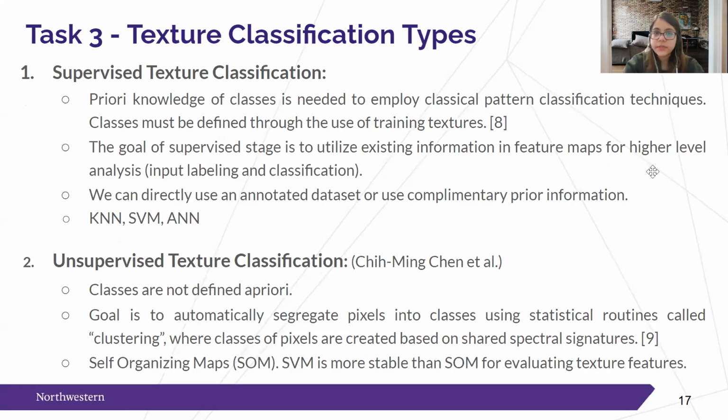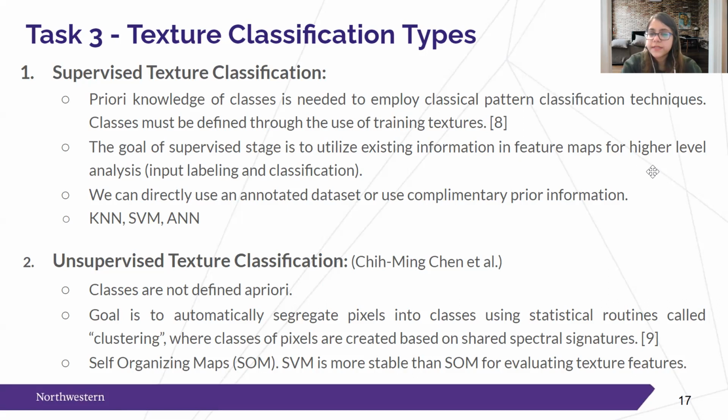Now, talking about the texture classification types, we have supervised texture classification and unsupervised texture classification. In supervised texture classification, we don't need to have prior knowledge of classes to employ the statistical pattern classification techniques. The classes must be defined through the use of training textures.